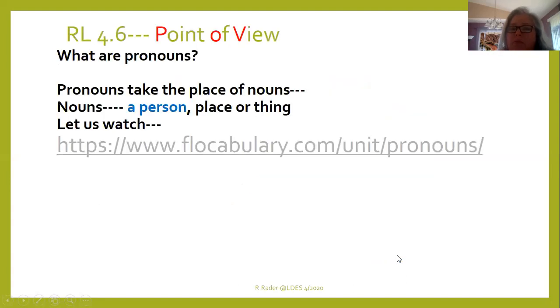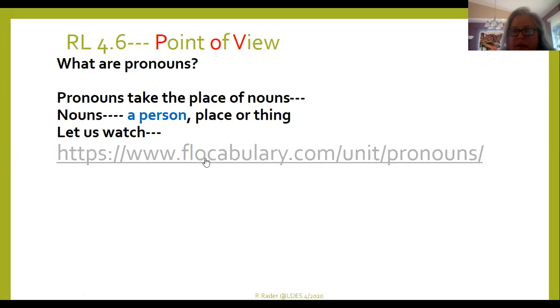So when we find point of view, we have to look at pronouns. And you might say, well, Ms. Rader, what is a pronoun? I've heard it before, but I can't remember. Well, pronouns take the place of nouns. And if you remember when you were at the primary school, they told you nouns were a person, a place, or a thing. Well, when we're talking about point of view, we're just talking about a person. So that's a pronoun. And we're going to watch this little video about pronouns.